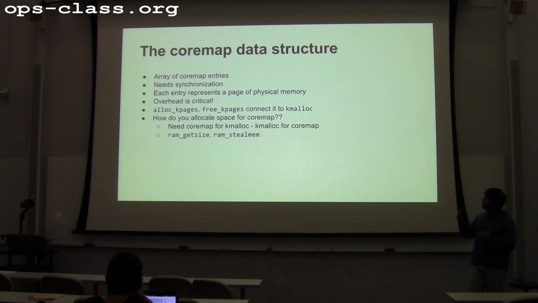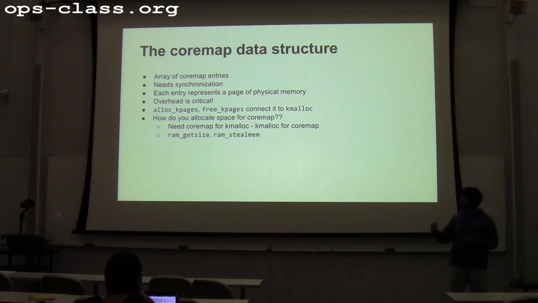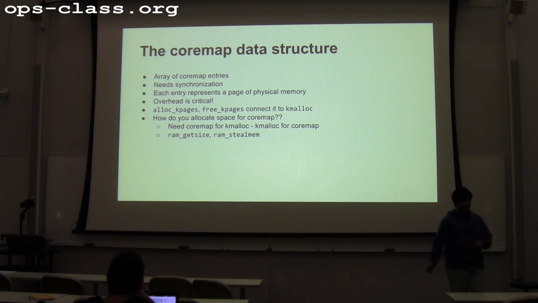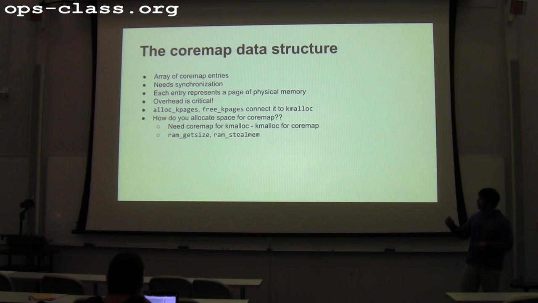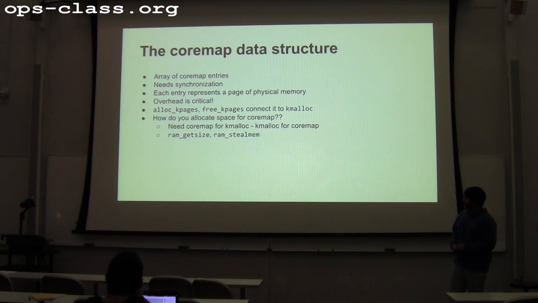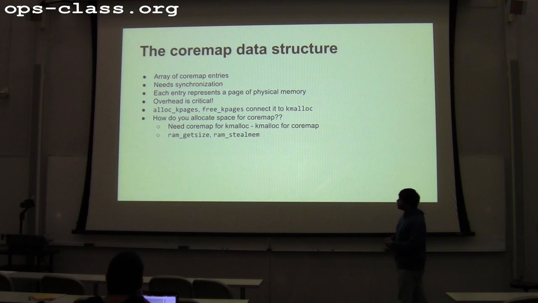And so where the core map fits into the whole OS 161 code is that once you implement the core map, you have to also implement these two functions, alloc k pages and free k pages, which is going to link it to kmalloc, right? And once you have those functions implemented, you should be able to run some of the code and see how your core map is performing.